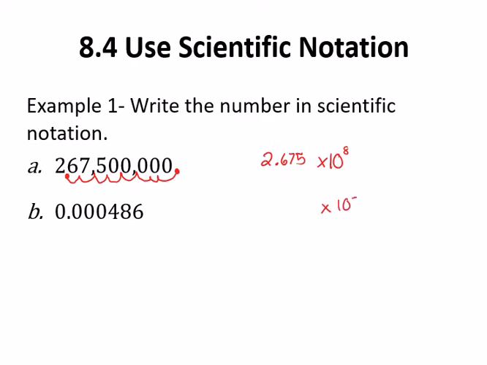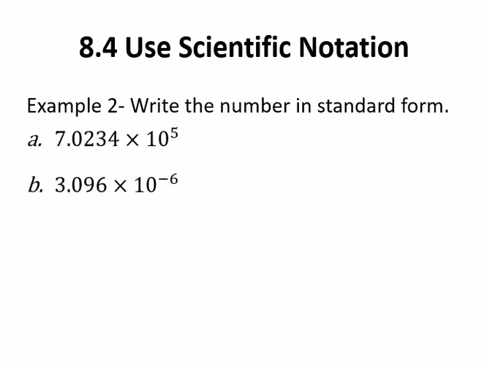And then, since part B is the exact opposite, your exponent is going to end up negative. You have a really small number, and you're going to be moving it 1, 2, 3, 4 places. Alright, so this is 4.86 times 10 to the negative 4th. So you're taking 4.86, and you're going to be making it smaller.